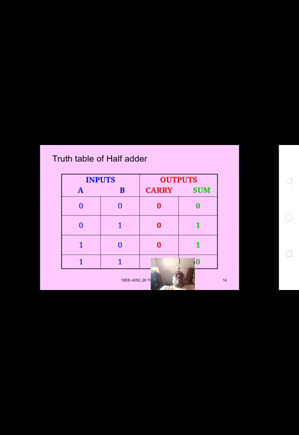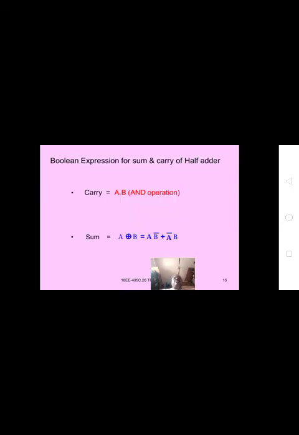Sum is 0, 1, 1, 0 and carry is 0, 0, 0, 1. Slight mistake is there, kindly correct it. Red one is sum, green one is carry. I slightly changed it.